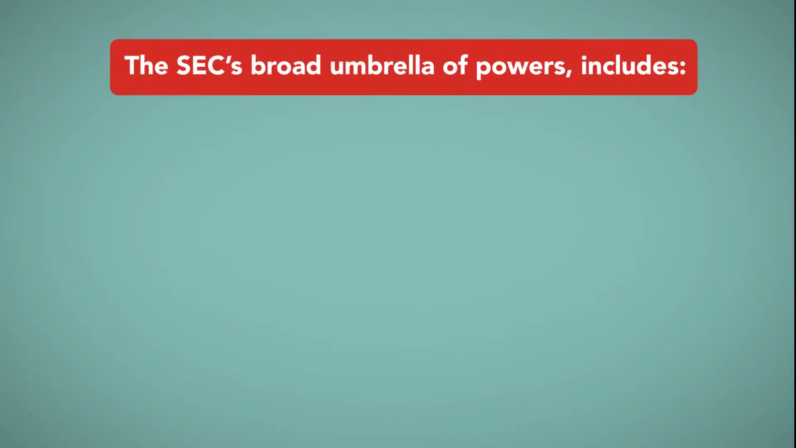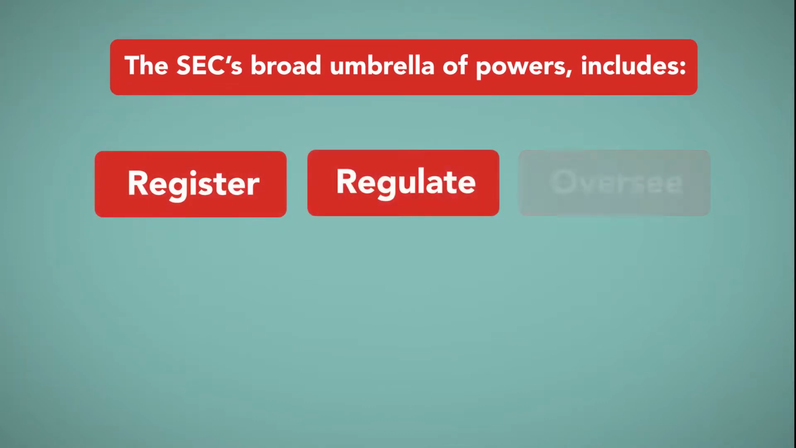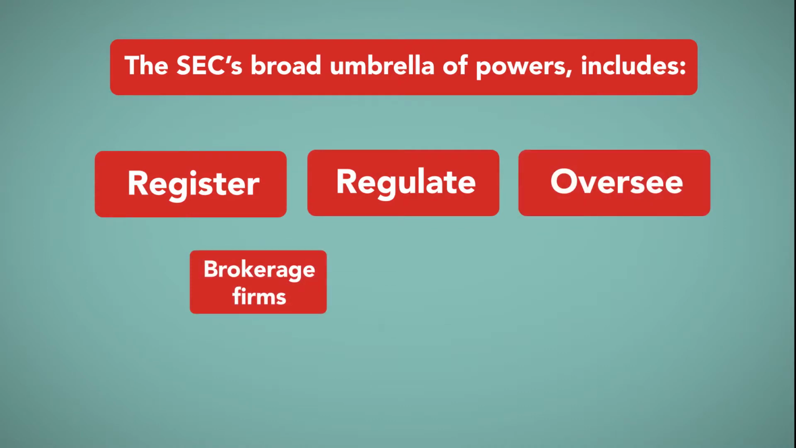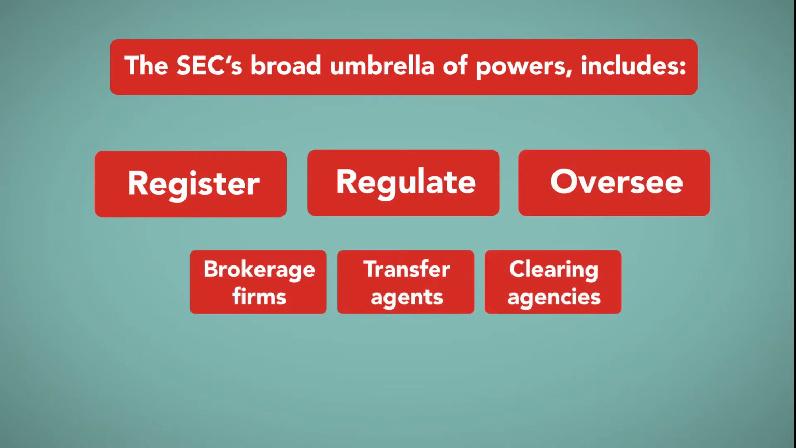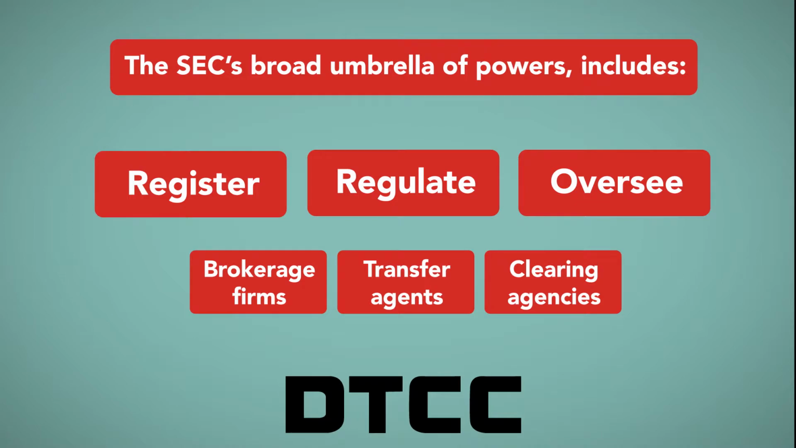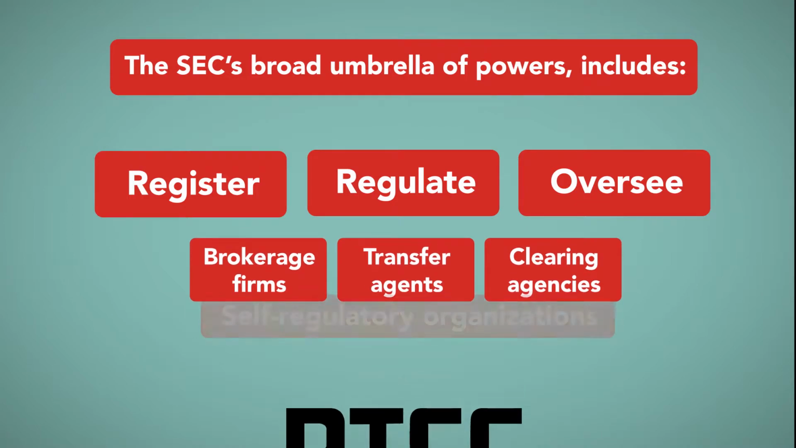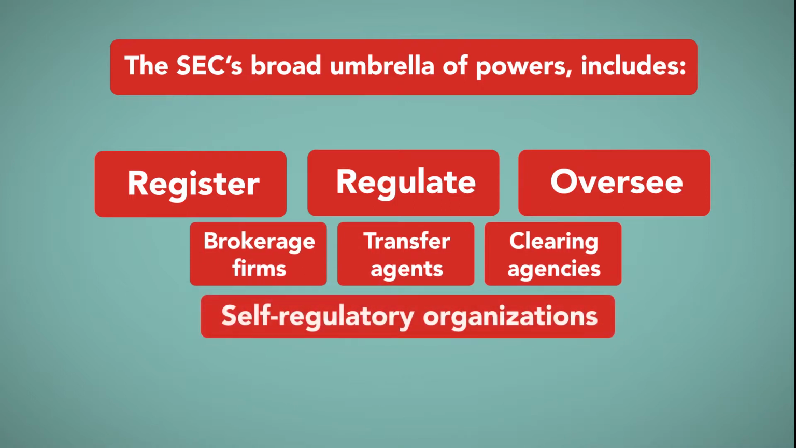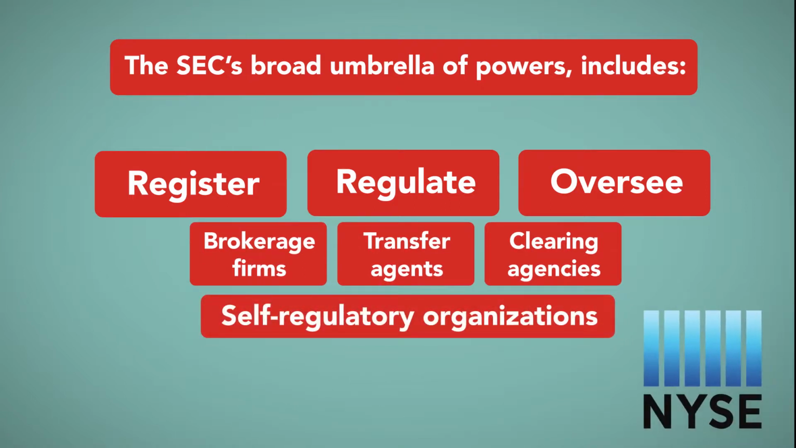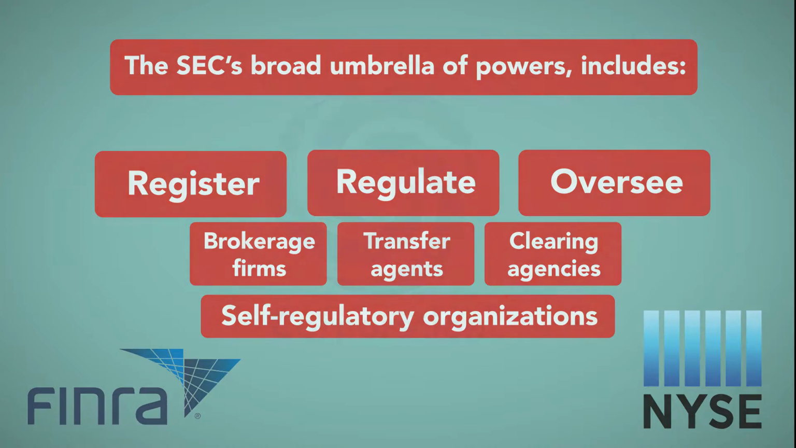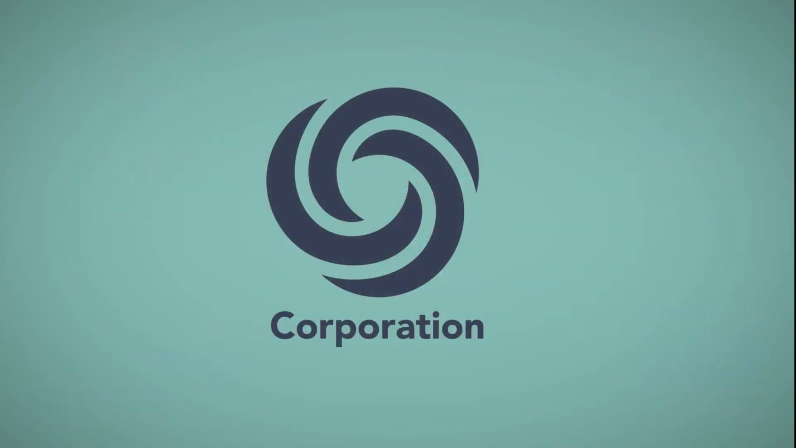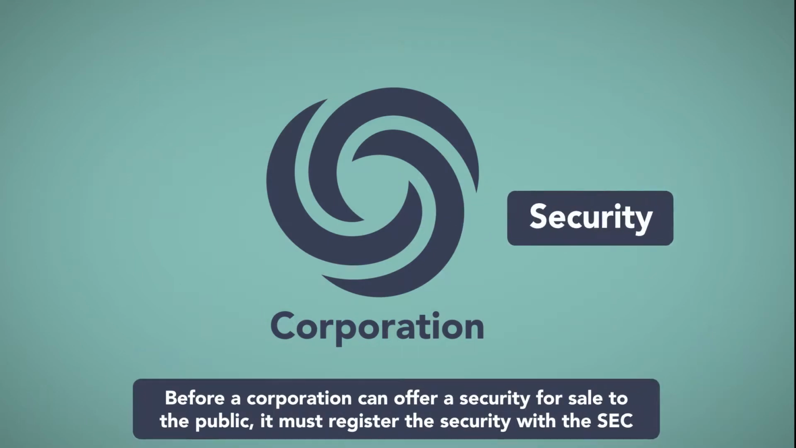The SEC's broad umbrella of powers includes the power to register, regulate, and oversee brokerage firms, transfer agents, and clearing agencies such as the Depository Trust Corporation. The SEC also supervises and controls self-regulatory organizations such as the New York Stock Exchange and the Financial Industry Regulatory Authority.